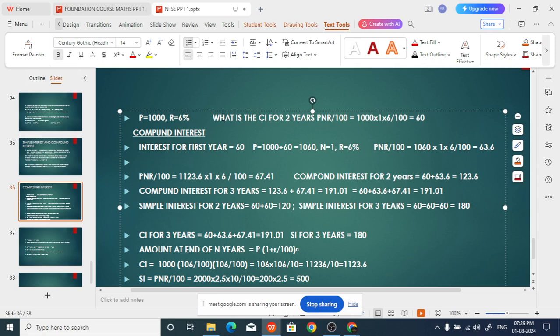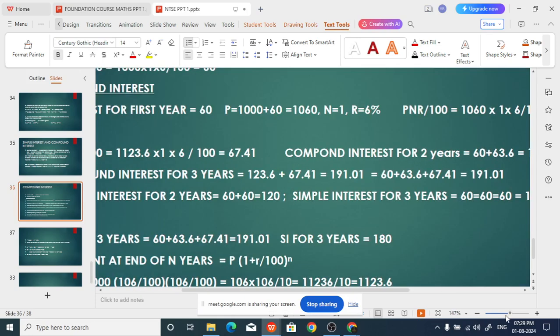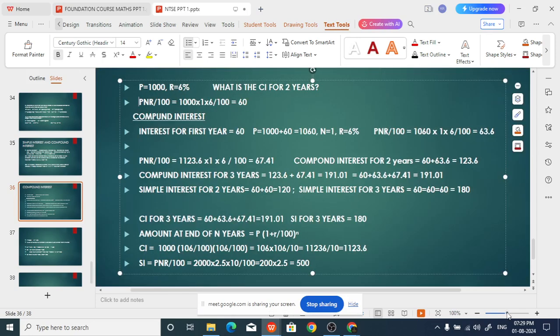First, you find for 1 year. What is the interest for 1 year? P is 1000, R is 6%. What is the interest for 1 year? PNR by 100. P into 1 into R by 100. How much are you getting? 60. Isn't it? First 1 year you will get 60.